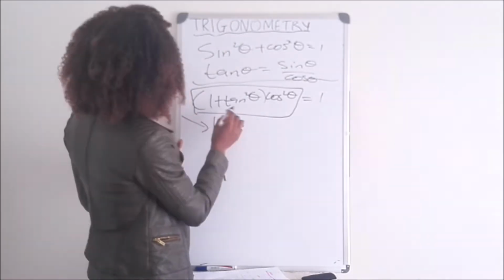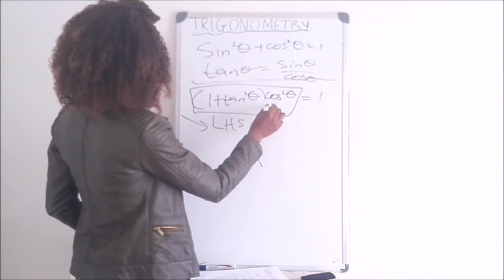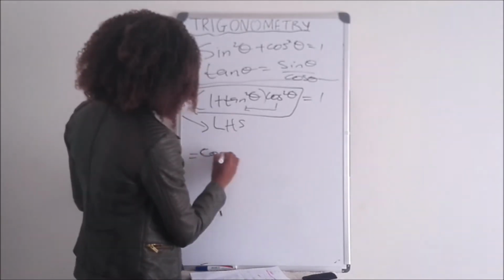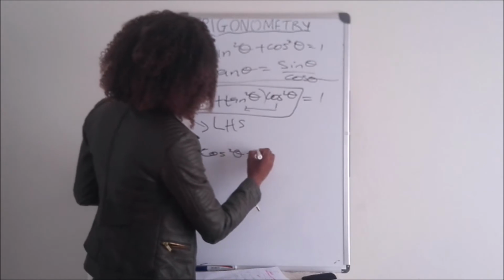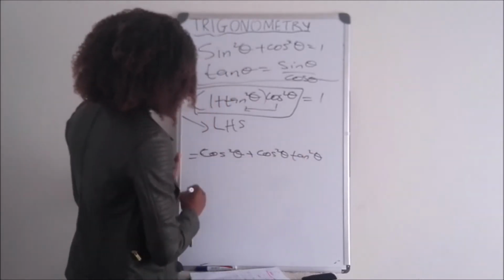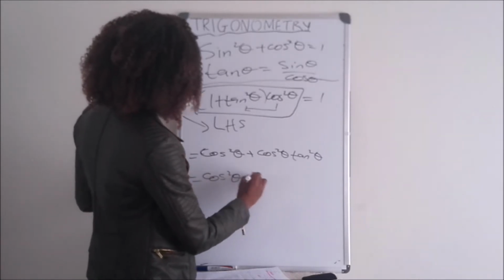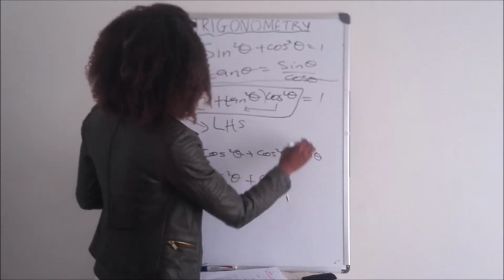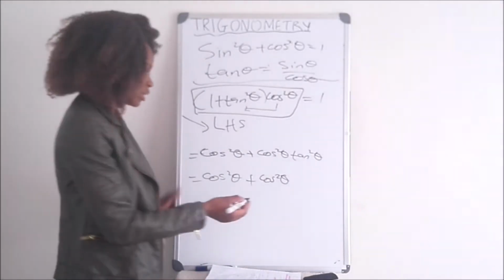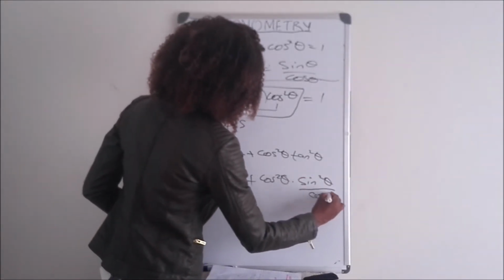Then from here, we have 1 plus tan squared theta all in brackets multiplied by cos squared theta. This cos squared theta will be multiplying into the brackets. Then we'll have equals to cos squared theta plus cos squared theta tan squared theta, right? Alright, from here we have to change tan according to this identity, which says that tan theta is equals to sine theta divided by cos theta. Then we will have sine squared theta divided by cos squared theta.